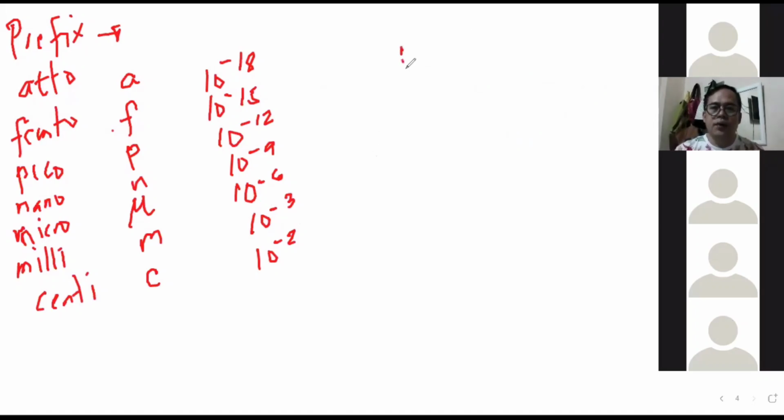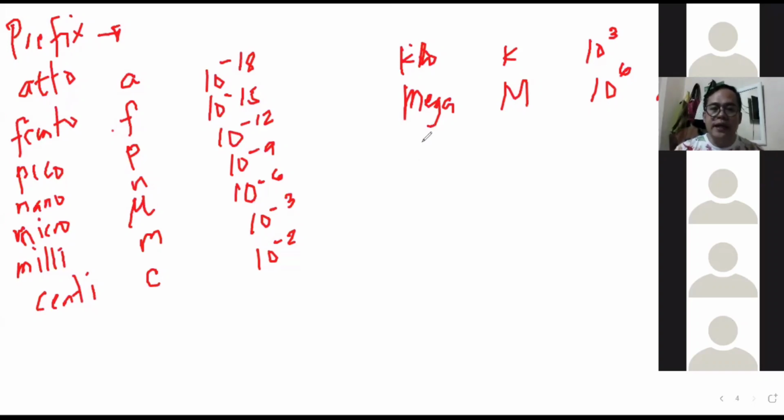Kilo, with small letter k, has a value of 10 raised to 3. So 1 kilometer is equal to 1,000 meters. Then we have mega. Mega is big letter M. That's 10 raised to 6, or 1 million. This is 1,000. This is 1 million.